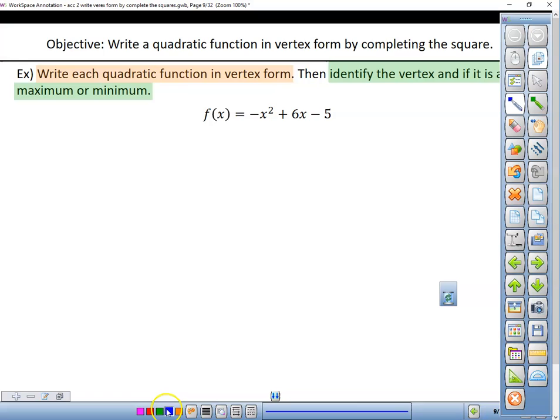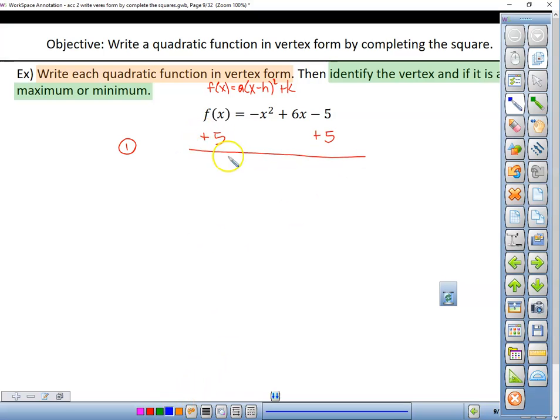So the first thing that we need to realize is that our -5 is not going to help us create the perfect square trinomial we need that creates in our vertex form that x minus h quantity squared structure. So we need to create a perfect square trinomial, and this number is not going to help us. So we're going to get it out of our way using our algebra, and we're going to add 5 to both sides.